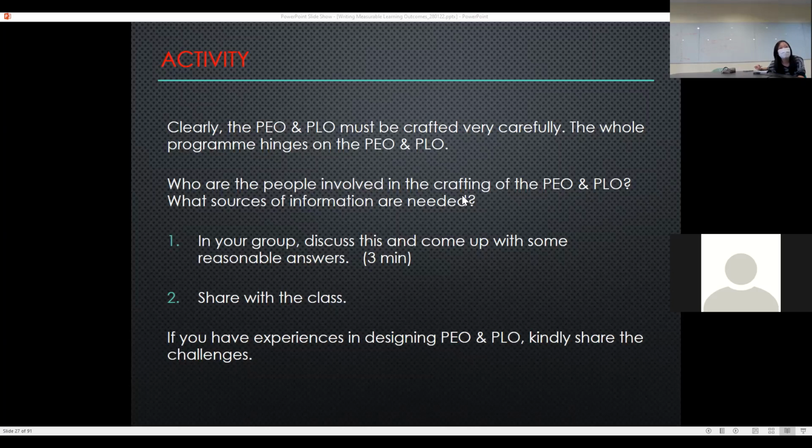So who are the people involved in crafting the PEO and PLOs? We think it's the HOS and also the industry advisory panel, coming together to understand what the industry actually needs. There will be a meeting set up to understand the industry needs and demands, what kind of graduates they would require, and that would assist the school in coming up with the PEO and PLO, and also some input from the subject experts, the lecturers, the faculty. So in terms of people, these are the three parties.